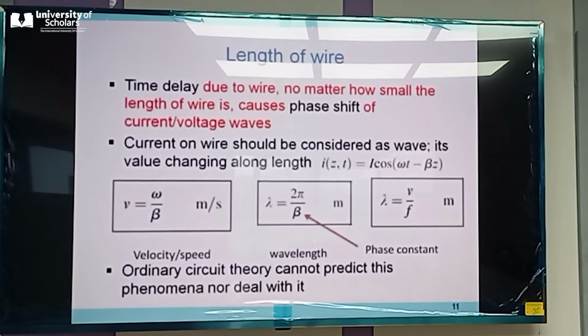So we have to consider the time delay, and this delay exists because the current on the wire is not independent of distance, but is actually a function of the length of the wire. That is, if you see the equation I as a function of z and t, with z you have beta. Beta is the phase constant, and lambda is equal to 2 pi by beta. So lambda is the wavelength of the wave.